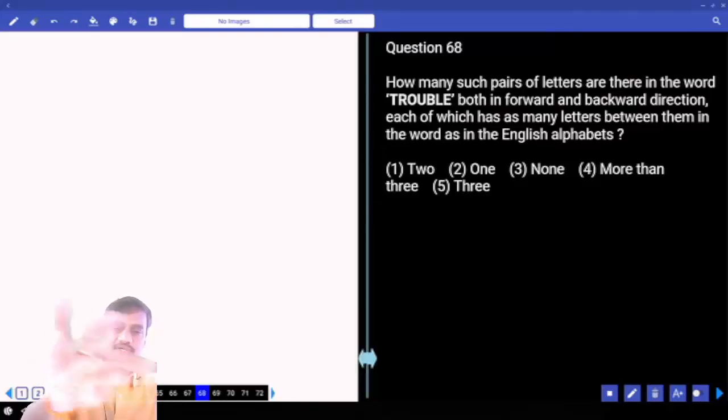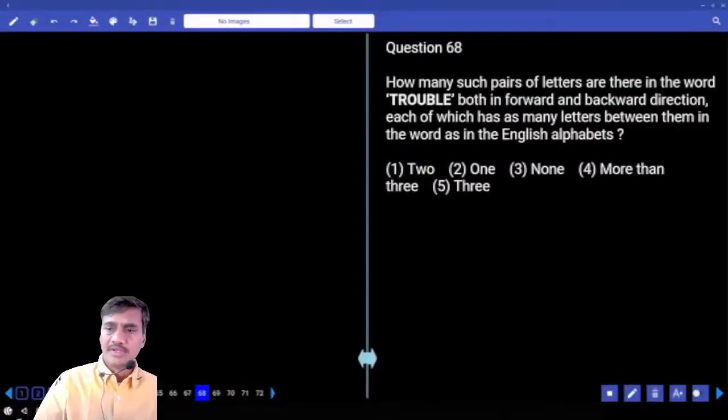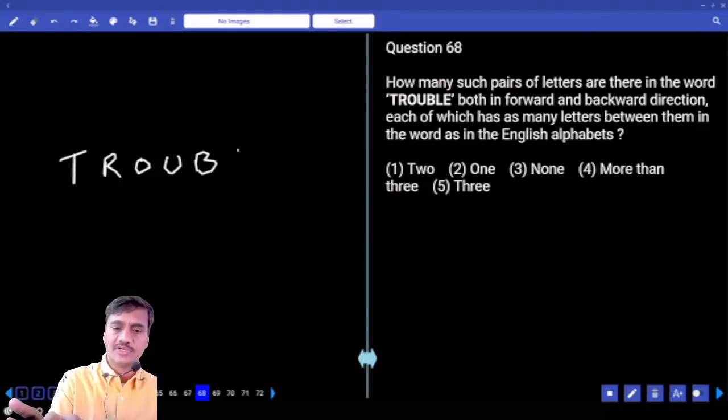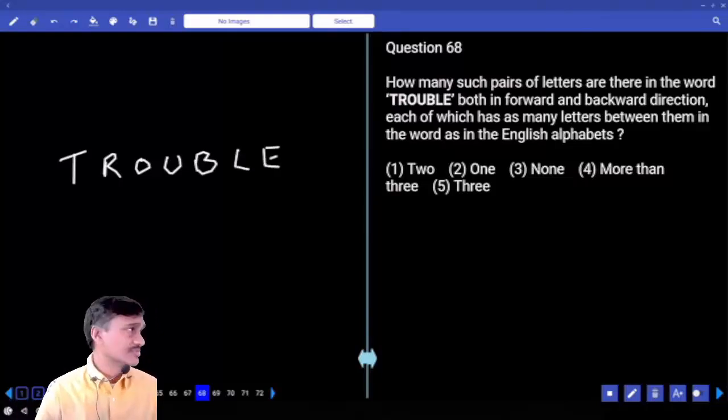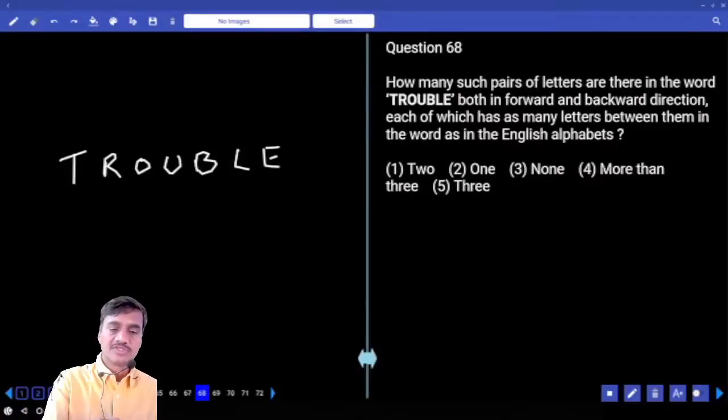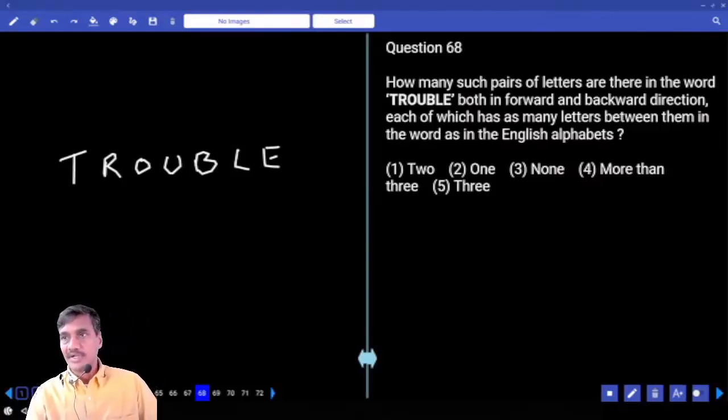Then 68, how many such pairs of letters are there in the word? And what is the word we have? Trouble. Now in this word trouble, how many such pairs of letters are there, which have as many letters between them as they have in the forward as well as backward order? Now starting with the T: S, U, V, W, no letter more than this T. So no need to count.